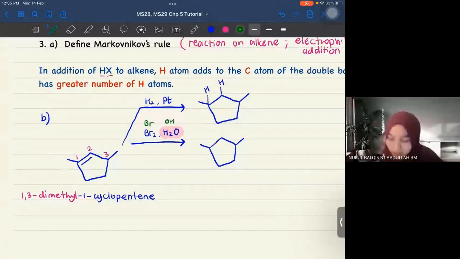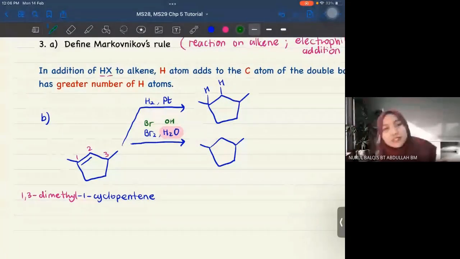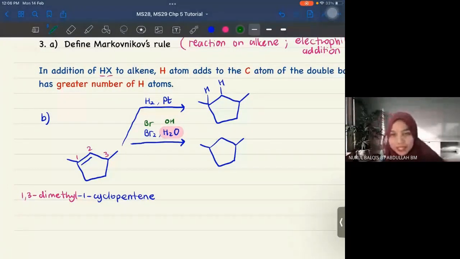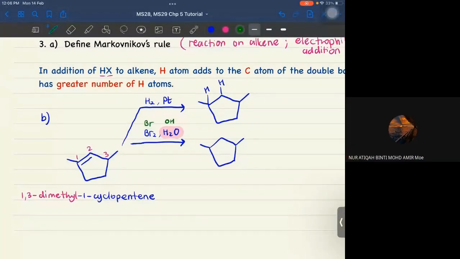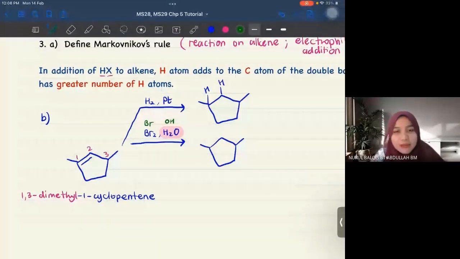Okay, now when we have two selections, we somehow need to apply the Markovnikov rule. But we have no hydrogen. So who will dominate? If there is no hydrogen, we look at what the reaction is called. Who dominates it? The halogen, right? Yes, halogen. Okay, so the halogen will be added to the carbon with the most number of hydrogens.